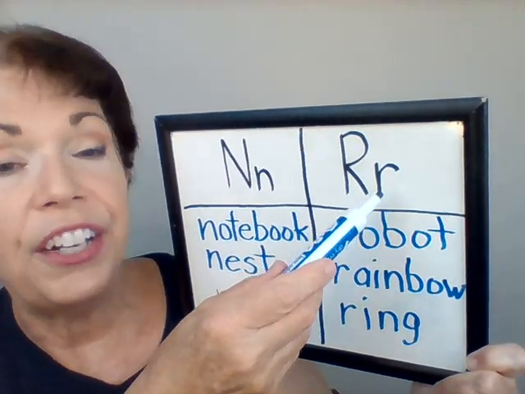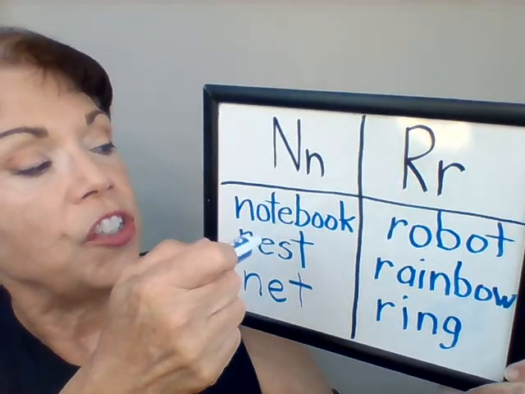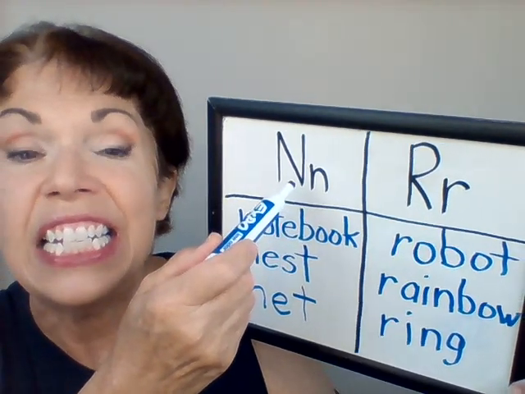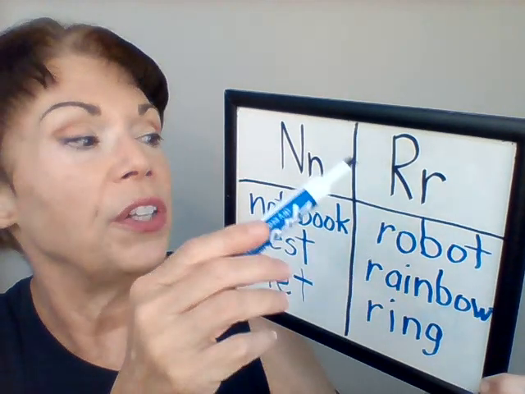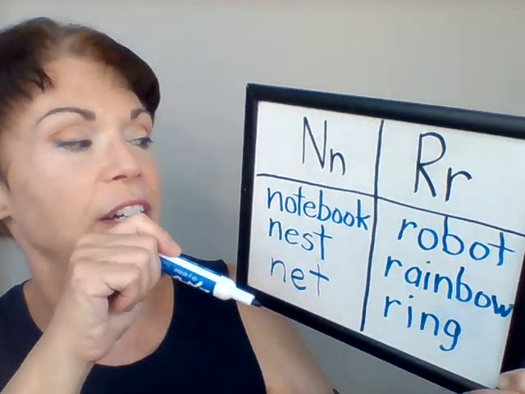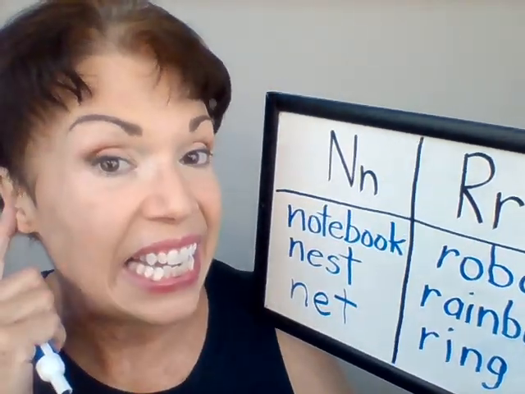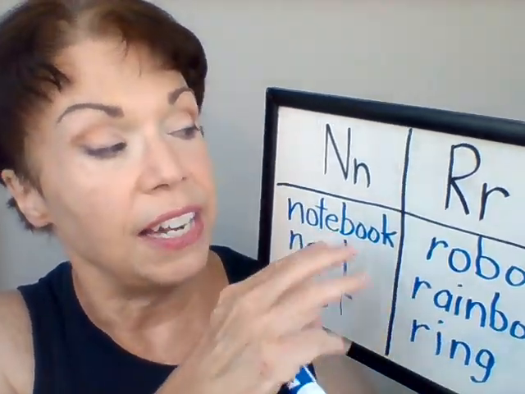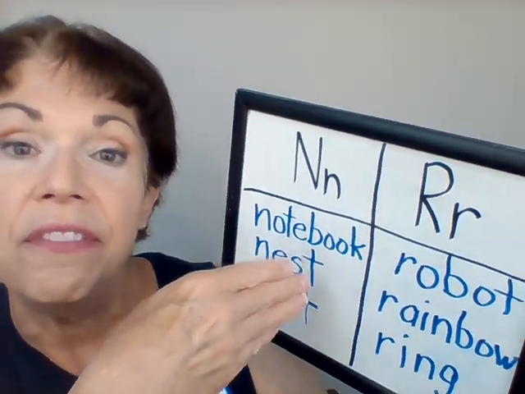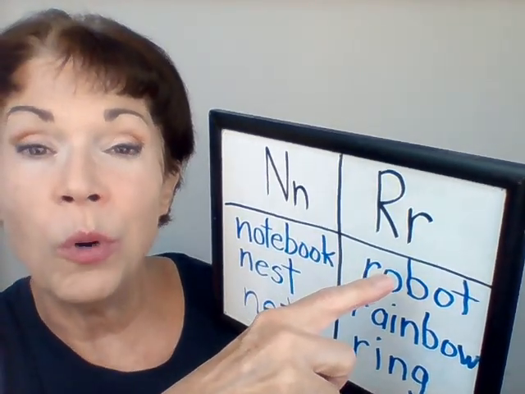Now, if I look at my little graph, I see N on this side. I see the letter R on this side. All of these words start with the N sound, and all of these words start with the R sound. We sorted things by beginning sound. And then we wrote the words down on the right side of the graph. Either this side for N words and this side for R words.